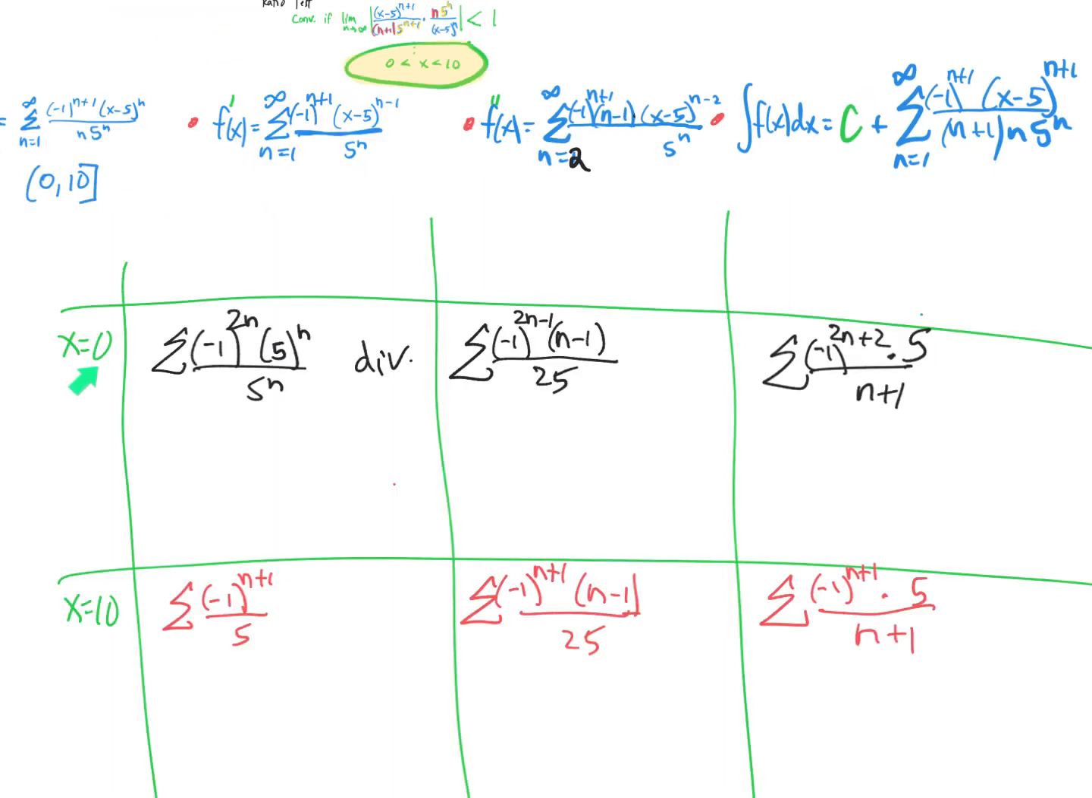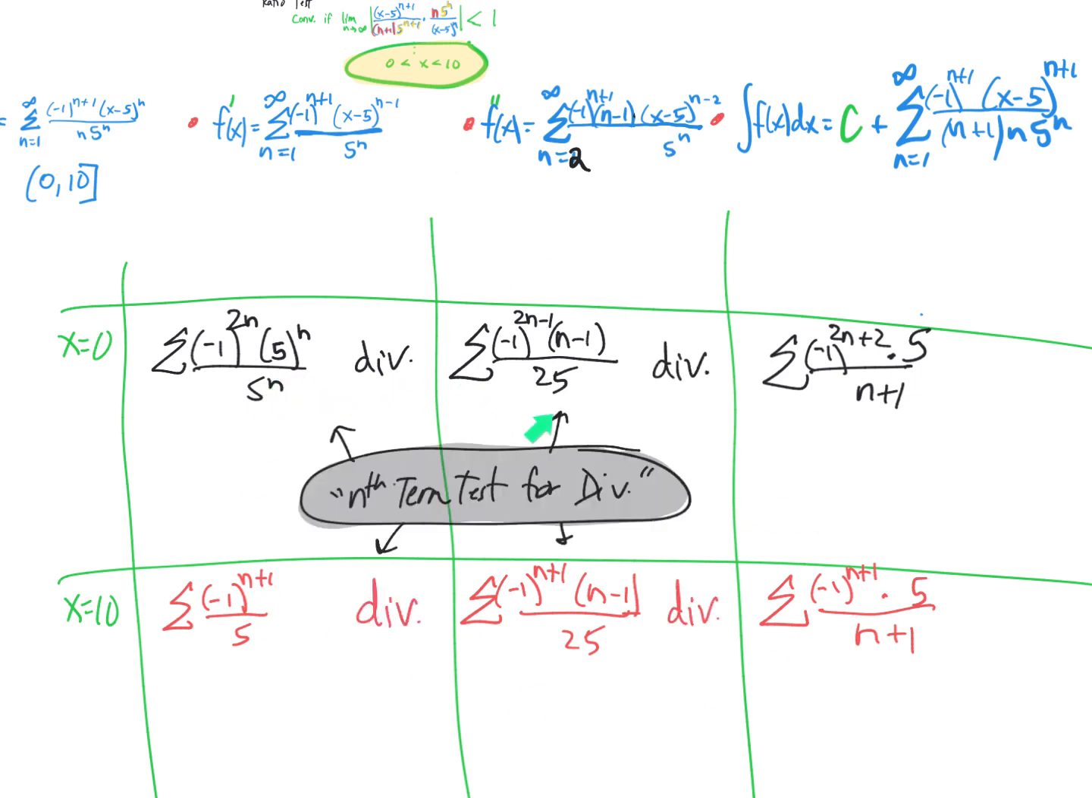So by substituting in x equals 0 and 10 into each of these, we get these 6 series. These 4 all diverge by the nth term test for divergence. This series diverges. We could use the limit comparison test versus the diverging harmonic series. And this series converges. We could use the ratio test or the direct or limit comparison test versus the converging alternating harmonic series.